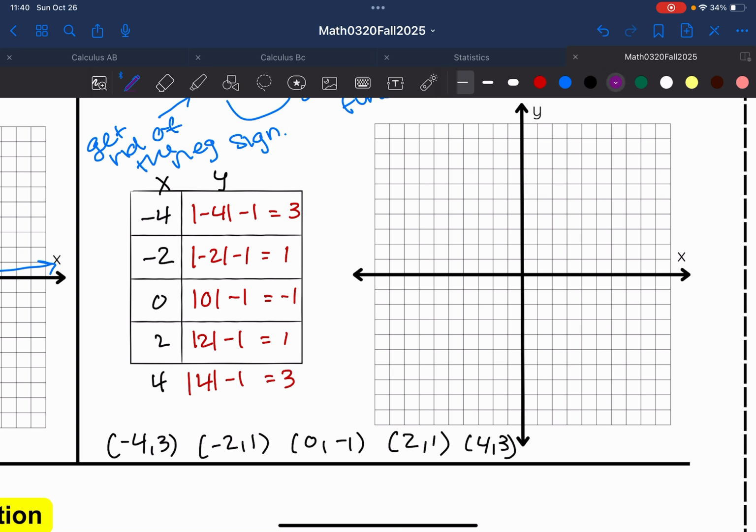So then I plot these points. -4, 3, so 1, 2, 3, 4, 1, 2, 3. Oops, I did it the wrong way. 1, 2, 3, 4. Right here. 3, -2, 1, 0, -1. Okay, 2, 1, and then 4, 3.